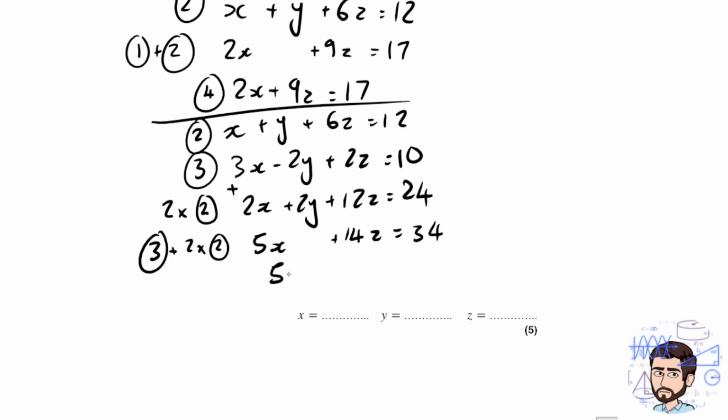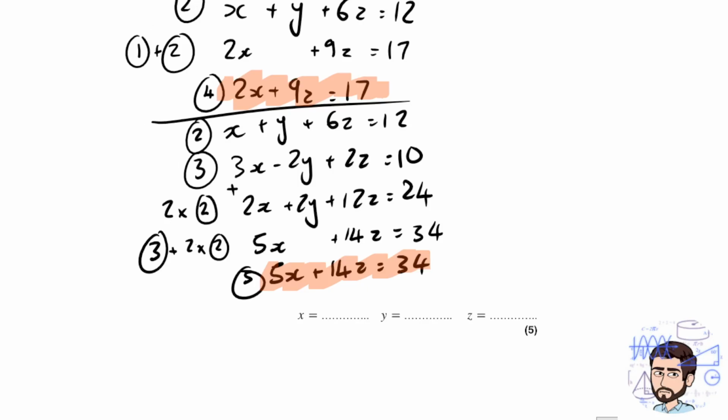So I get this new equation, 5x plus 14z is equal to 34, and I'm going to call this equation 5. So now I've got this equation here with just x and z in, and I've got this equation here with just x and z in. Well, I can just do what I would normally do for simultaneous equations, right?